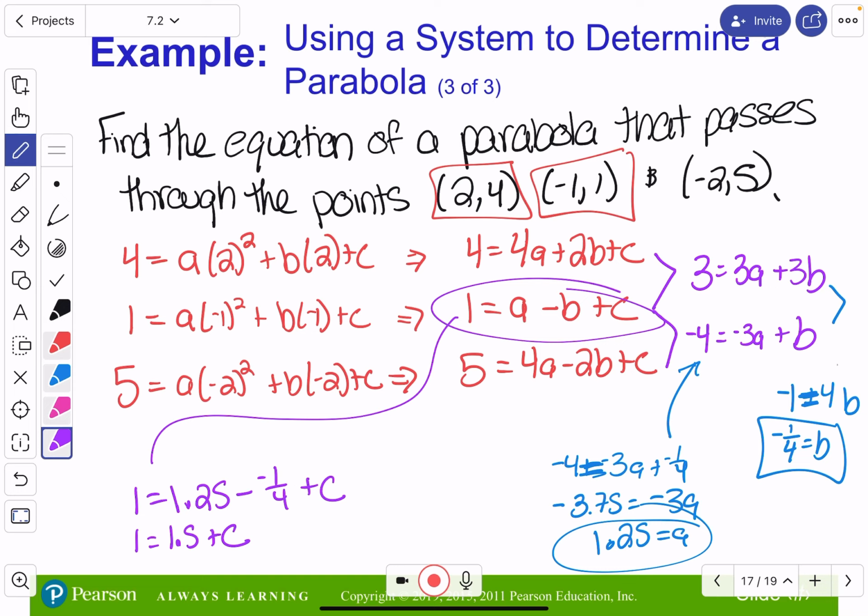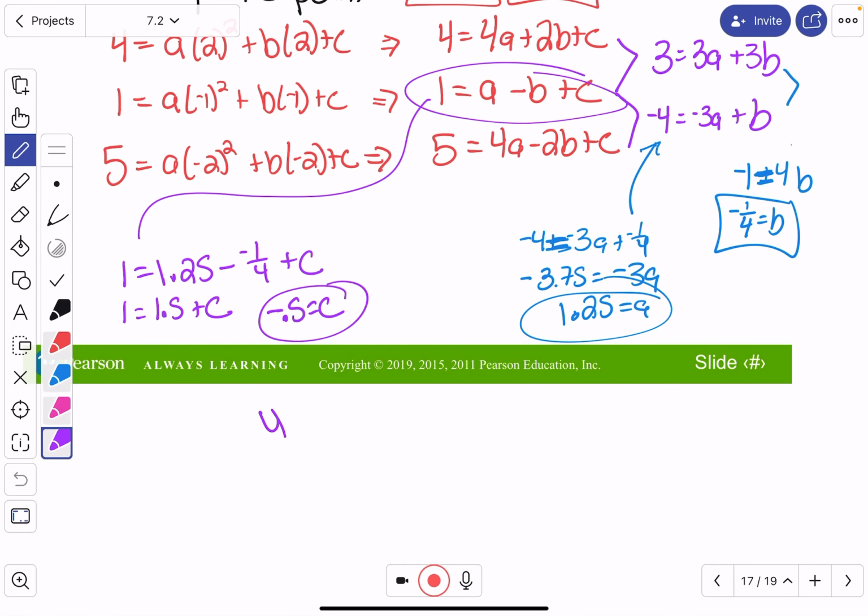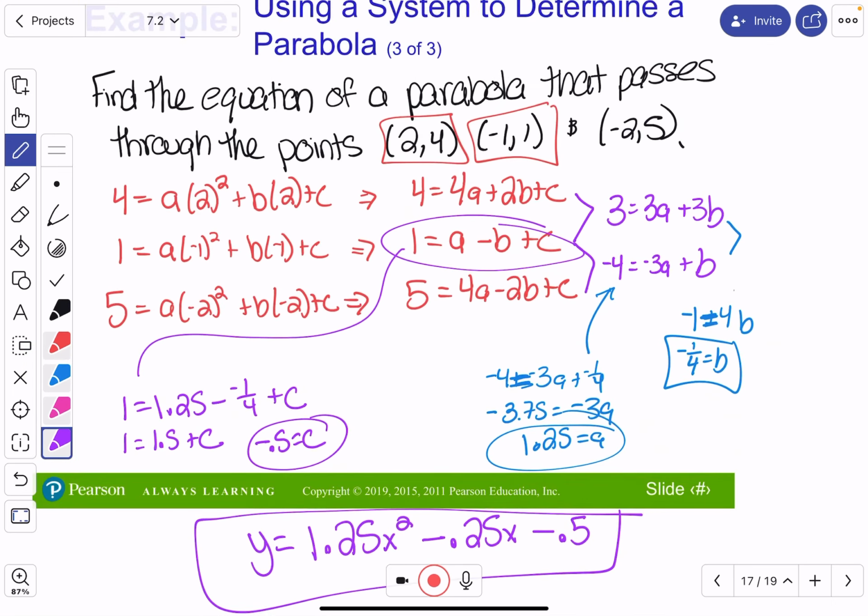So we'd have, is that right? 1.25 minus -0.25. 1 minus 1.5 gives us -0.5 for c. So now we have our a, b, and c, which makes our equation y equals a is 1.25, b is -0.25, and c is -0.5. So that equation should work for all 3 points because we used them for our x and y's.